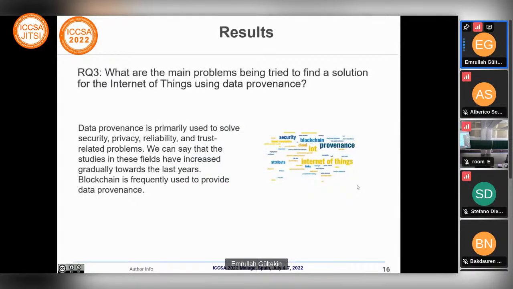What are the main problems people are trying to find a solution for in the IoT using data provenance? Data provenance is primarily used to solve security, privacy, reliability, and trust-related problems. We can say that the studies in these fields have increased throughout the last years. And blockchain is frequently used to provide data provenance.